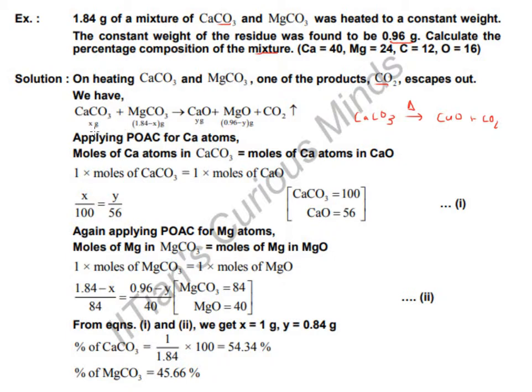So if you take CaCO3 as x grams, so the weight of MgCO3 will be 1.84 minus x. Simple. because दोनों का weight क्या है, तो मिला के 1.84 है. So अगर एक x है दूसरा 1.84 minus x होगा. Common sense. Similarly over here, residue form कितना हो रहा है 0.96. So अगर calcium, if this calcium oxide is y grams, so this will be 0.96 minus y. So this is how it comes.